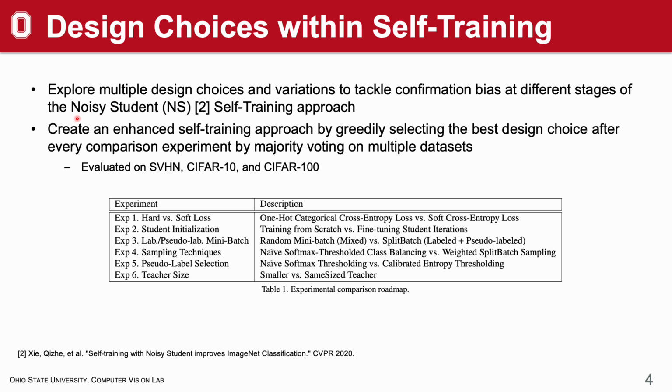In this work, we primarily focus on the noisy student self-training approach from Google Research. We try to tackle the problem of confirmation bias by looking at the different stages of the self-training process listed in this table, and then trying to apply different design choice alternatives for each stage. We try to create an enhanced self-training approach by greedily selecting the best design choice for each stage by comparing them on multiple benchmark datasets listed below and choosing the best design choice by a majority voting algorithm.